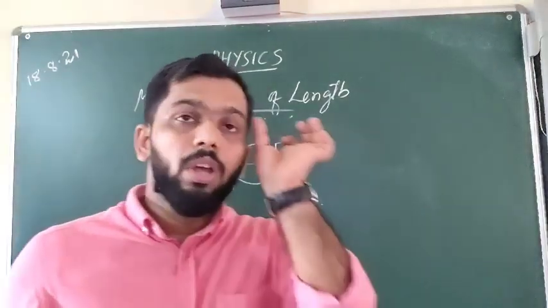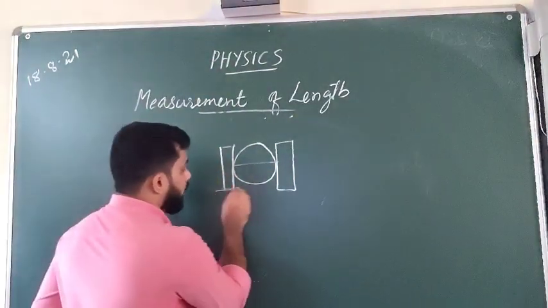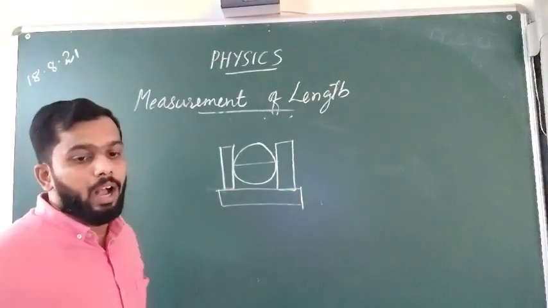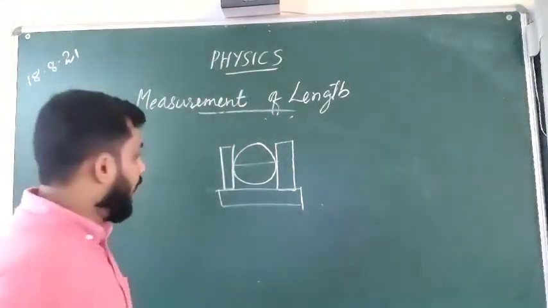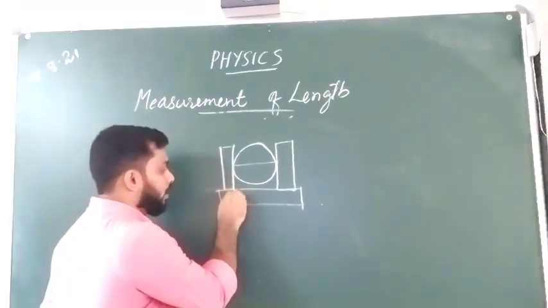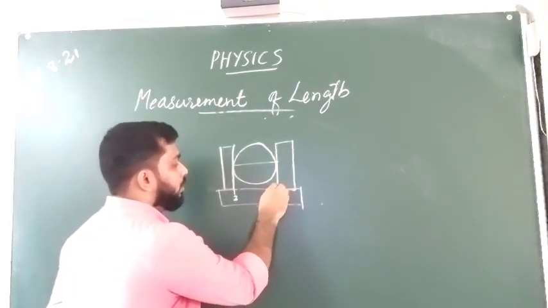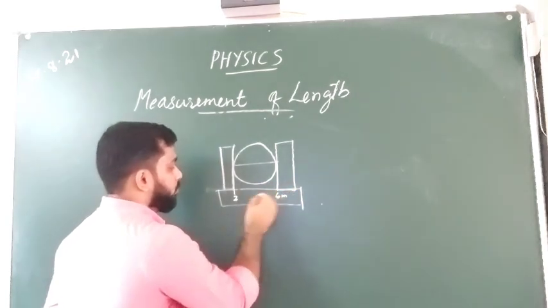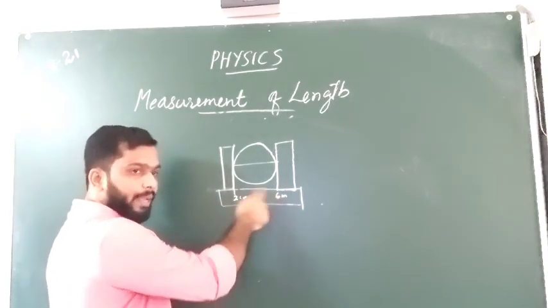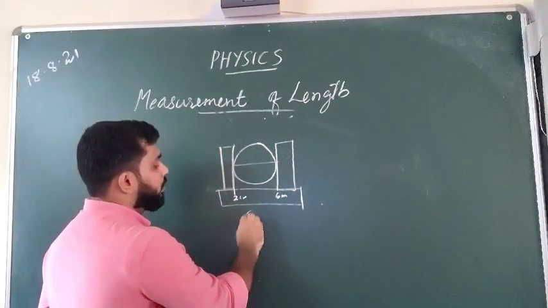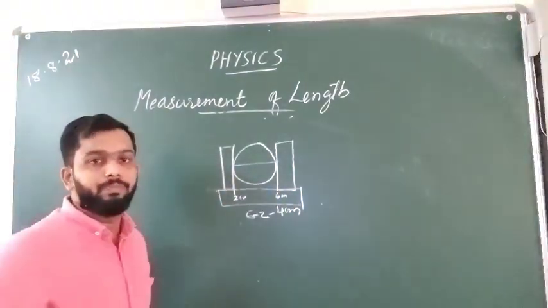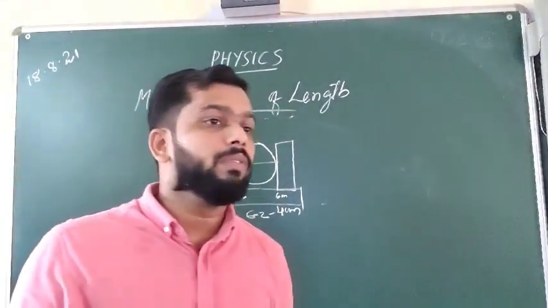Now what will we do? We will keep the ruler just down. Then after that, we will make the mark. That means, if the ruler is very close, suppose this is 2 centimeter, this is 6 centimeter. You will get 2 points. Then 6 minus 2 will be equal to 4 centimeter, which will be the diameter of this ball.